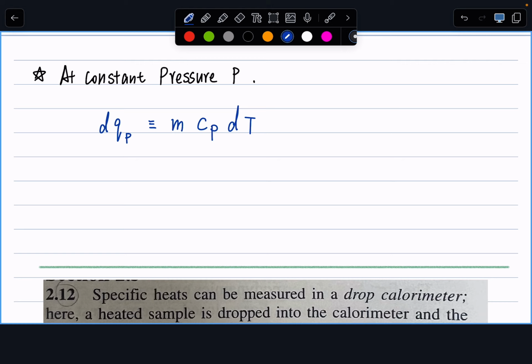Right, so if we take the integral, we have a way to calculate Q_P. And thus it equals the integral from T1 to T2 of mass times Cp dT. And this is, say, for a closed system and constant pressure.